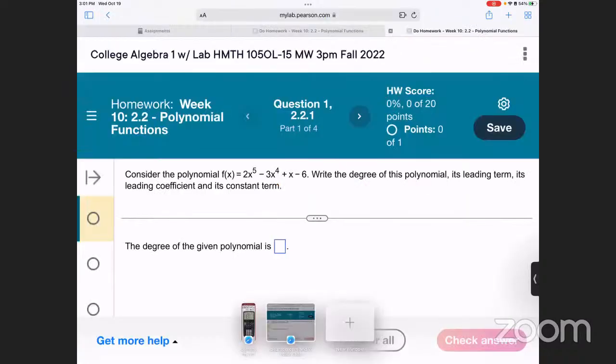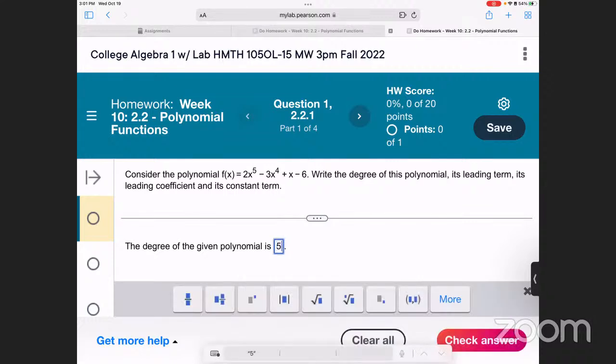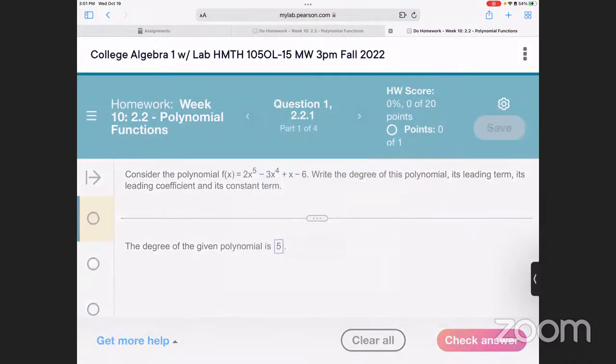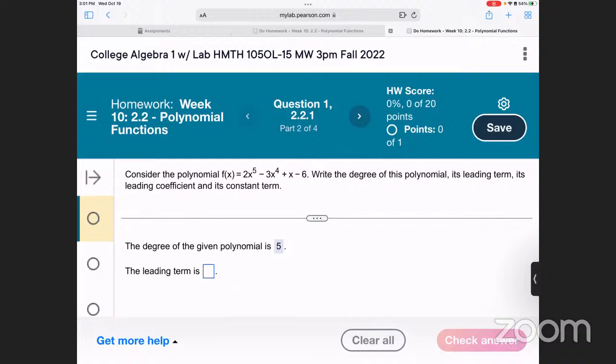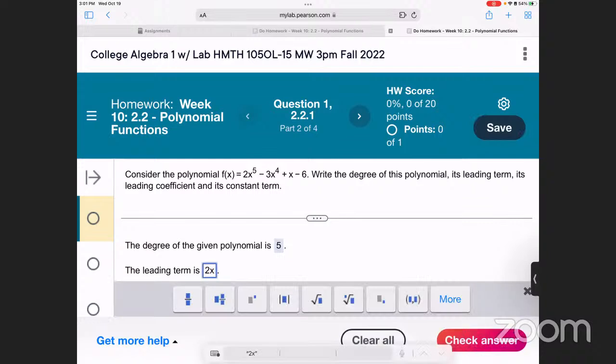Consider this polynomial: write the degree, the leading term, and so on. The degree of this polynomial is going to be the highest power on any variable. In this case, it's going to be 5. And then the leading term is the term with the highest power, so that's going to be 2x to the power of 5.